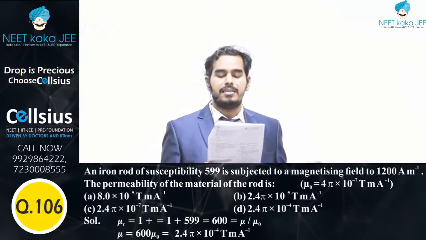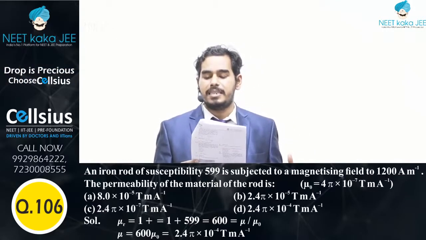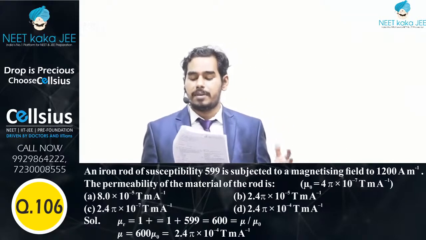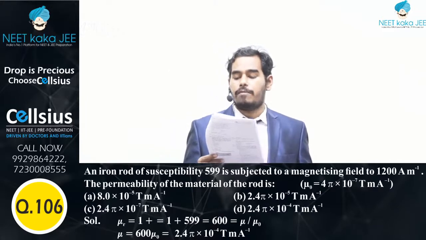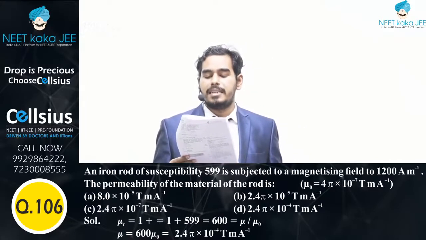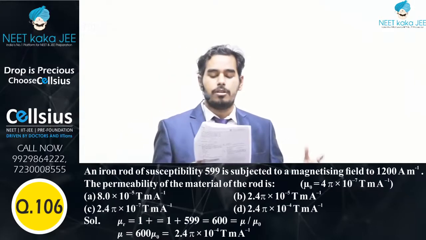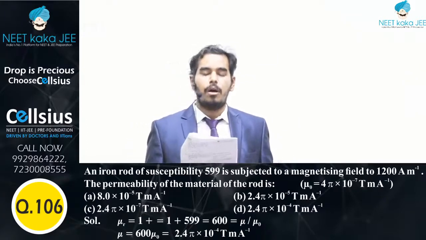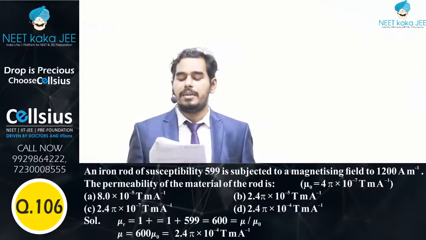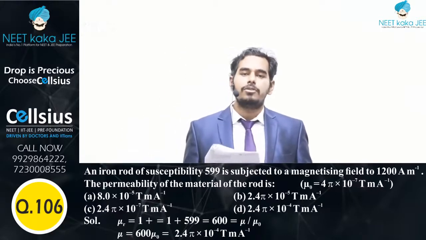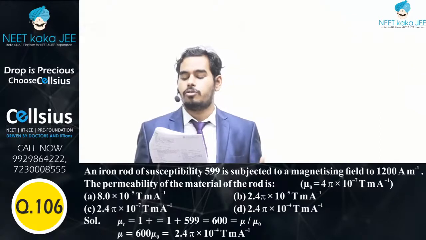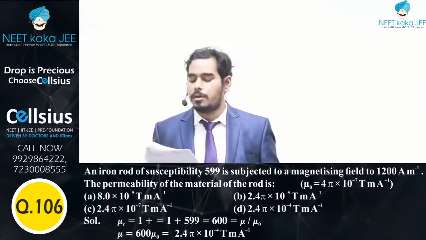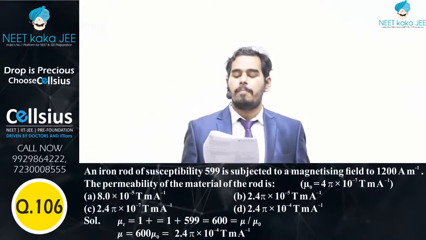So in question number 106, it is given that an iron rod of susceptibility 599 is subjected to a magnetizing field of 1200 ampere per meter. The permeability of the material of the iron rod is? So mu naught is equal to 4 pi into 10 to the power minus 7 Tesla meter per ampere. It's given to you. You already know that mu r is equal to 1 plus susceptibility. So mu r is equal to 600, and 600 is equal to mu by mu naught. So mu is equal to 600 mu naught. And mu naught, you already know that it is 4 pi into 10 to the power minus 7.